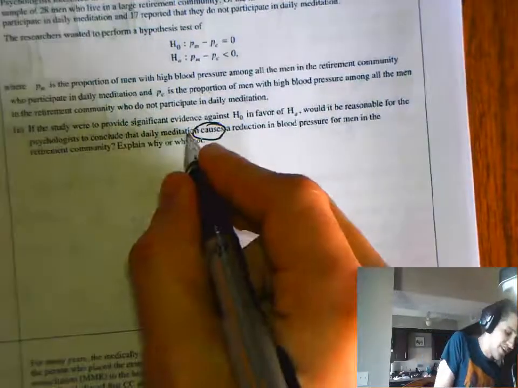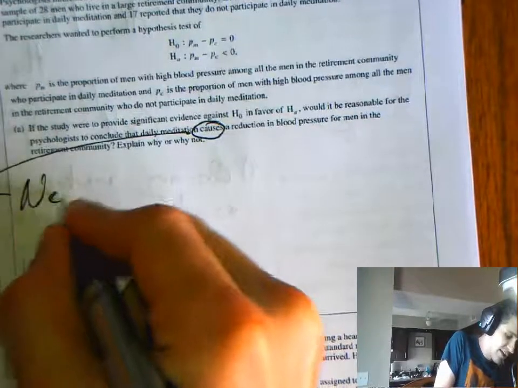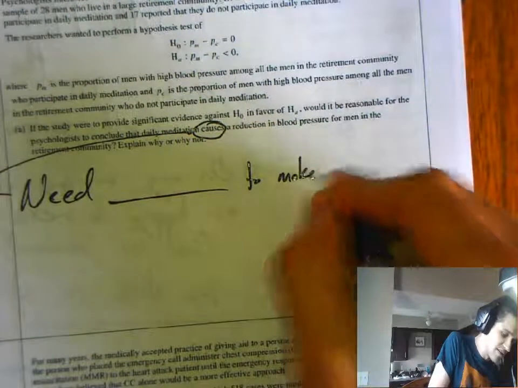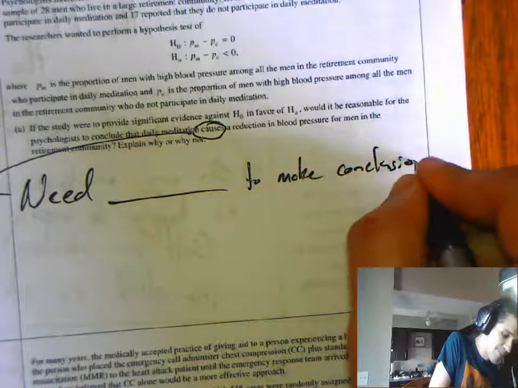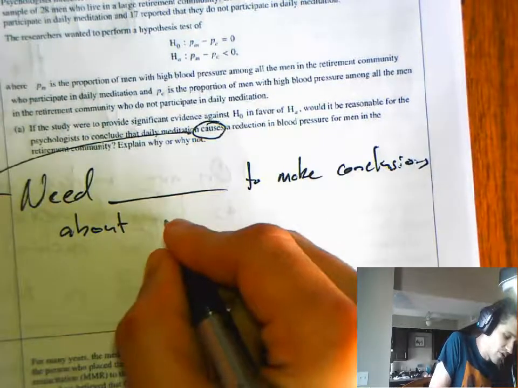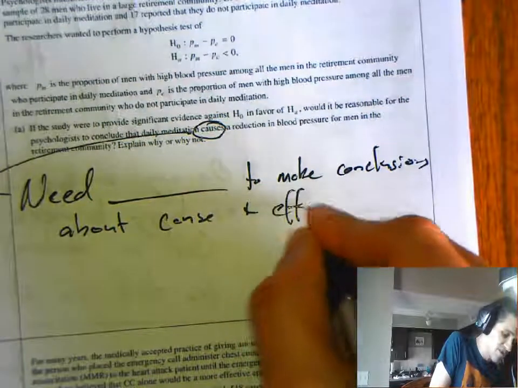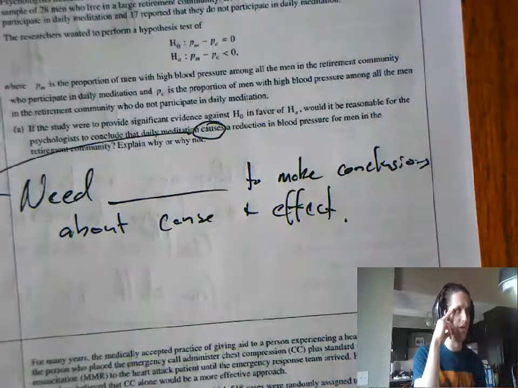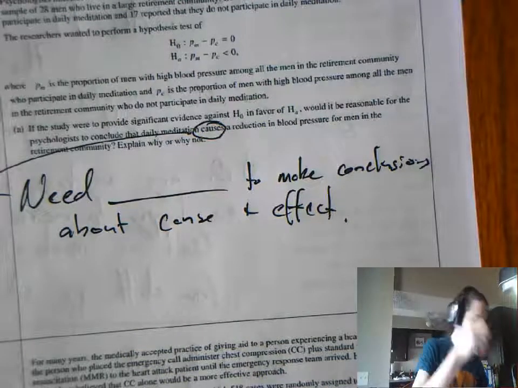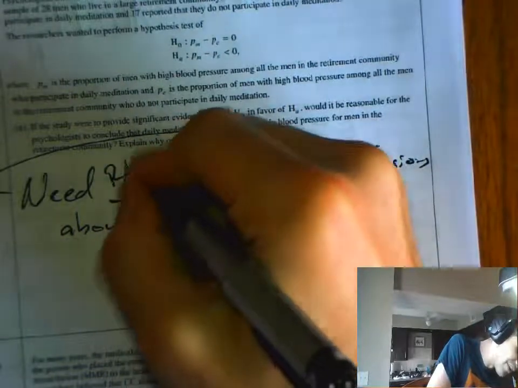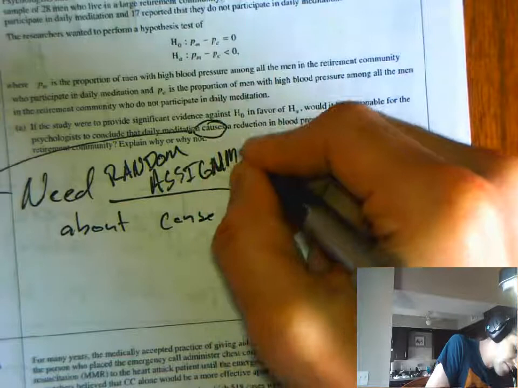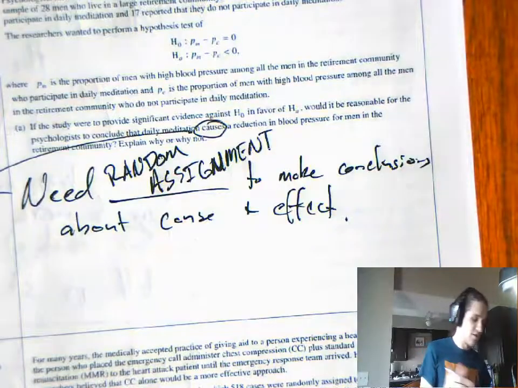What do we have to say? Things about cause and effect. What do we need to make conclusions about cause and effect? What do we have to do to say that this thing causes that thing? Table 4.3? That 4.3 table. What do we need? Hopefully you've had enough time to think about it. If you don't, go back and look at chapter 4. We need random assignment. Great. Random assignment to make conclusions about cause and effect.